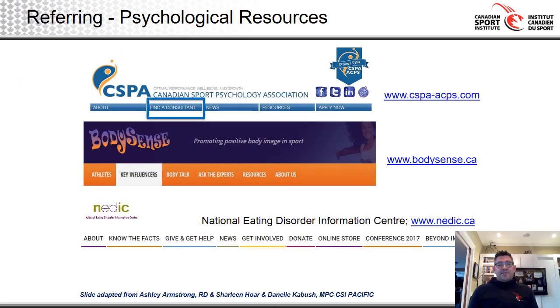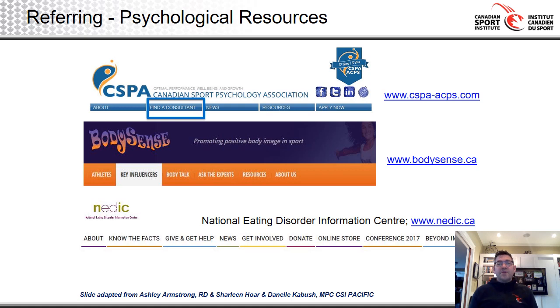I'll also highlight these psychological resources. So the top there is the Canadian Sports Psychology Association, so you can find a consultant. The middle is Body Sense. That is a website promoting positive body image in sport. It is currently being reconstructed, I believe, by the Canadian Centre for Ethics in Sport, and we'll have a relaunch in 2024.